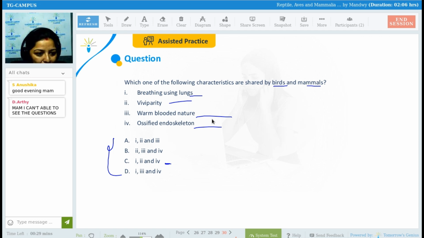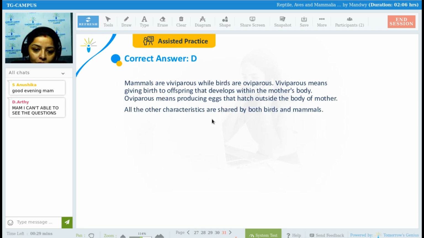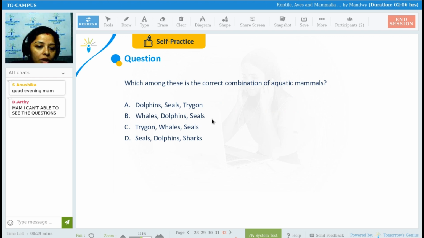Then option D. Yes. So Aarti and Anushika, answer is option D. Very good. Next question.